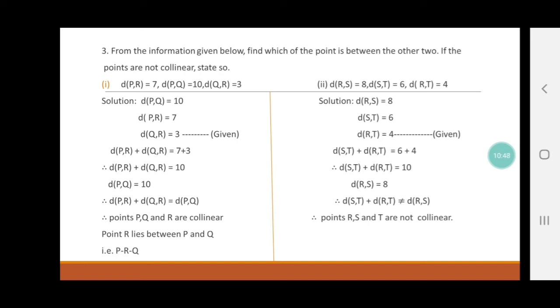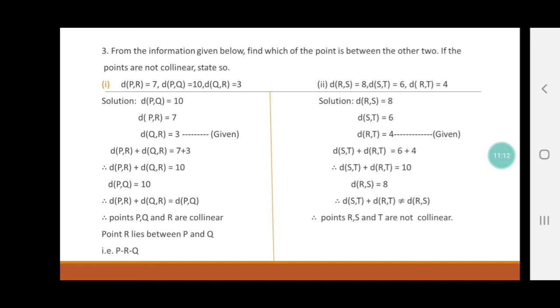It is written as P dash R dash Q. I hope you all have understood it. Now the second problem, distance between RS is given to us as 8. Distance between ST is given to us as 6. Distance between RT is given to us as 4.